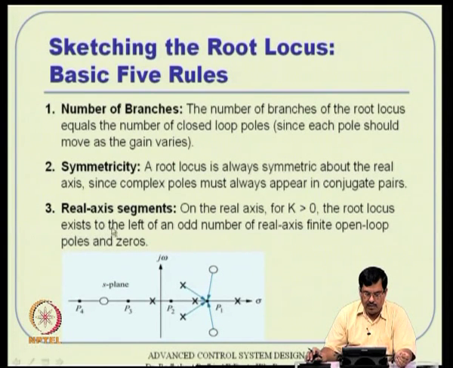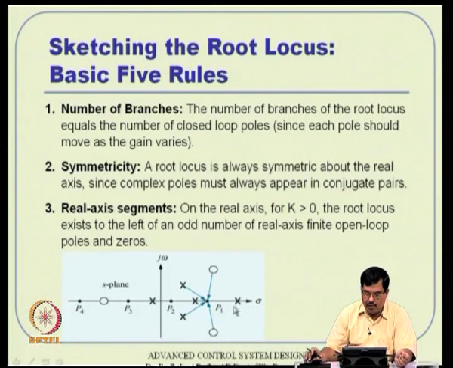the root locus always exists to the left of an odd number, because any pole and zero that appears to the left of this particular point P1 will always contribute an angle of 0. So, that is also not a candidate for odd multiples of 180. It is always 0. If I consider this particular pole, the angle to that is 0, and the angle to that is also 0. So, I will not consider that part. All that I am left with is the poles and zeros to the right of that particular point. So, essentially, the root locus exists to the left of an odd number of real axis finite open loop poles and zeros.